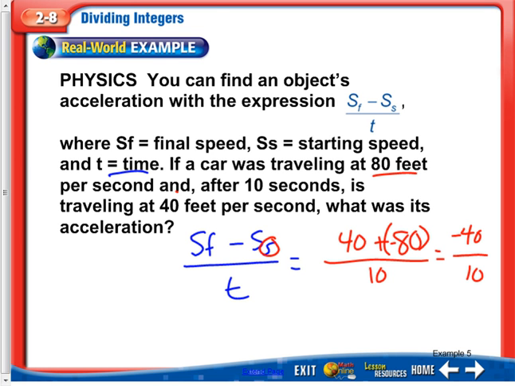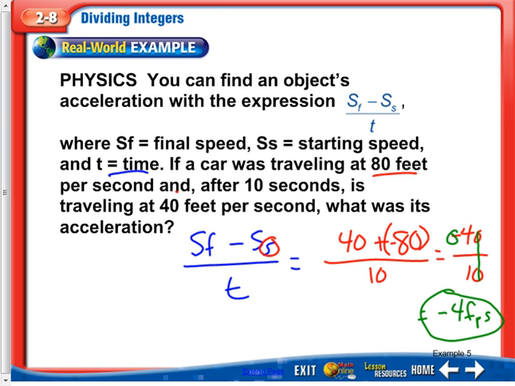Now, I have a negative right here. This is a positive, so my answer is going to be negative. The zeros will cancel, and I'll be left with 4. Okay, negative 4 feet per second, FPS.